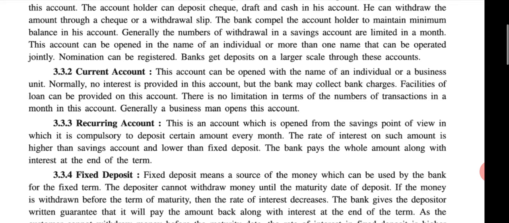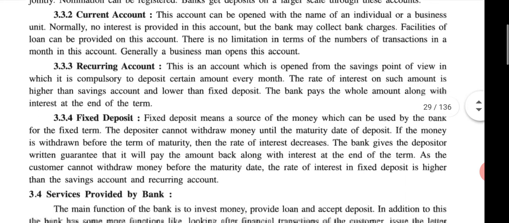So generally, businessmen open this account. In current account type, there is no limitation about the number of transactions in a month. So businessmen mostly open a current account, but monthly charges or yearly charges related to the ATM transaction etc. are charged, and there are no other types of terms and conditions in this type of account. So for the businessman, this type of account is perfect. Now recurring account.